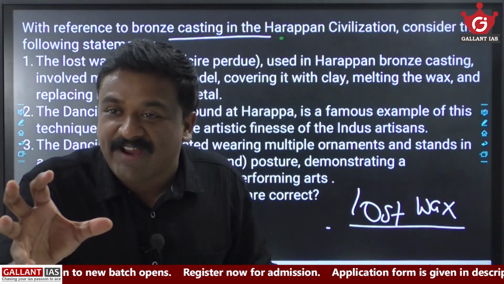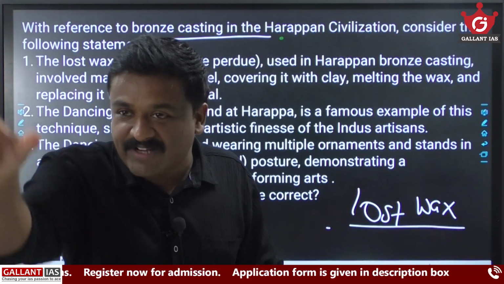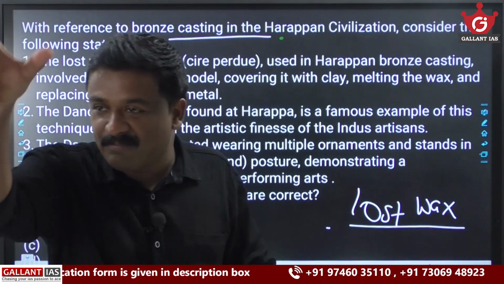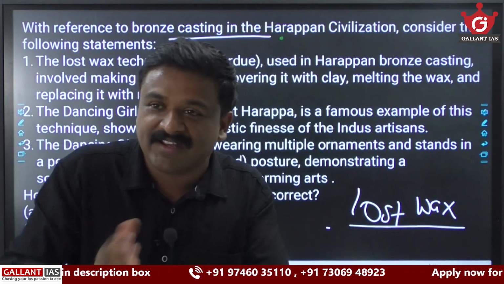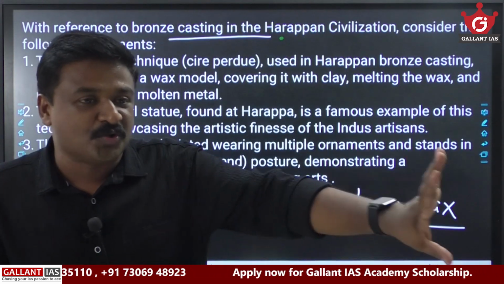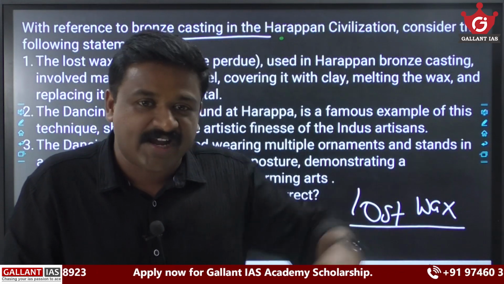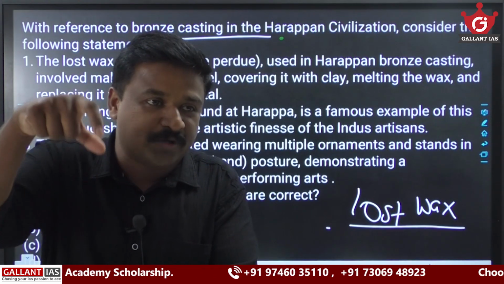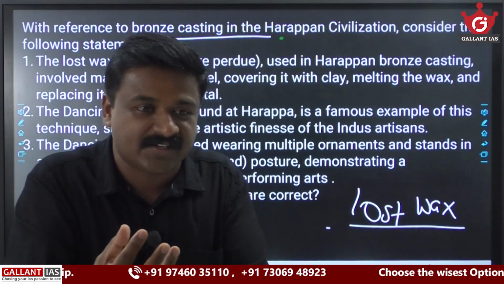Lost wax: first of all, a wax figure is, for example, I am making a wax figure of Anjana, or Sandra, or Rajiv. Then I apply a clay coating on the figure. Then I allow it to get dried. When it is dried, the wax melts out. Then into that hole, I pour the liquefied, molten metal.